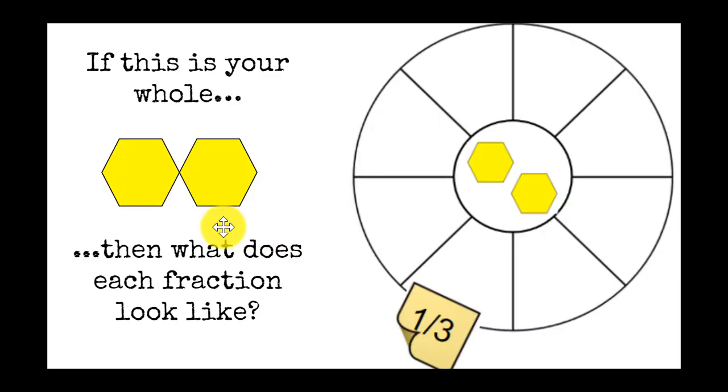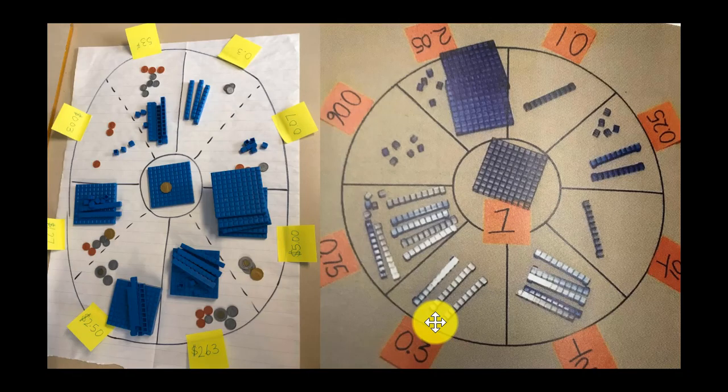Here's an example where we are using 2 hexagonal pattern blocks to represent the whole and asking students to represent different fractions around the outside. We see others here where we're looking at decimals and fractions and connecting those to money. On the right, we have defined the 100 flat of our base 10 materials as 1. And now we're thinking about what some decimal amounts might look like and what some fractional amounts might look like.